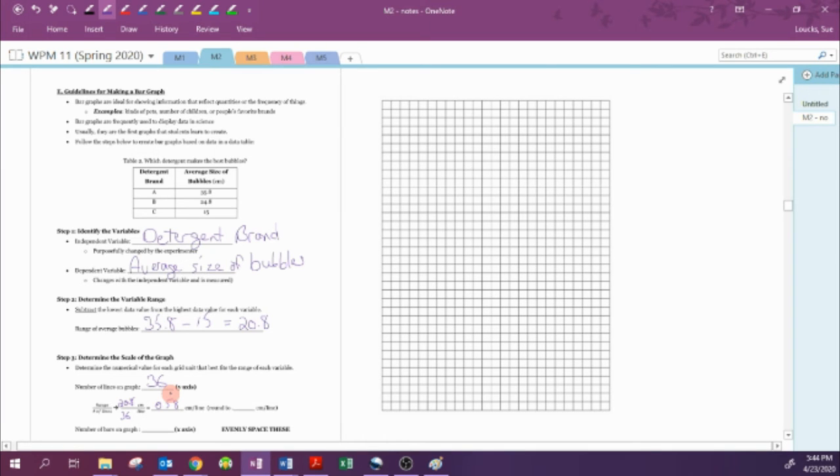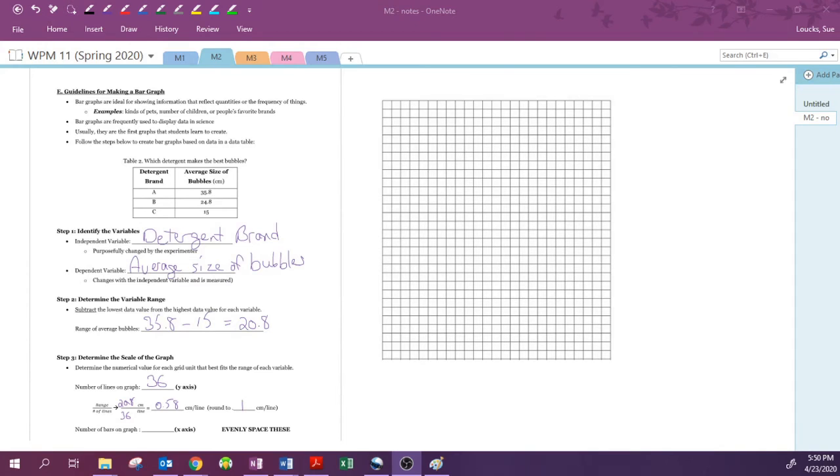I have just realized that this grid that we're given is actually big enough to have 35.8 as our biggest number on the grid the way it is, but I want to show you what you would do. So I'm going to make the grid smaller. Okay, I magically made my grid smaller. And now I'm going to go back.